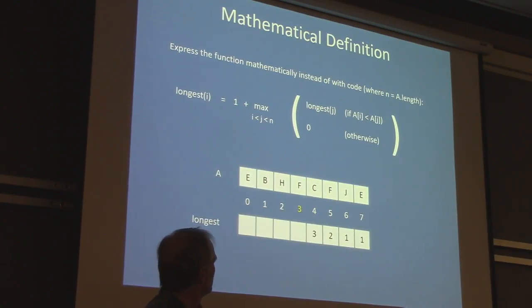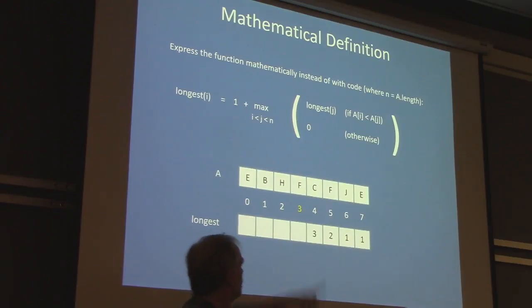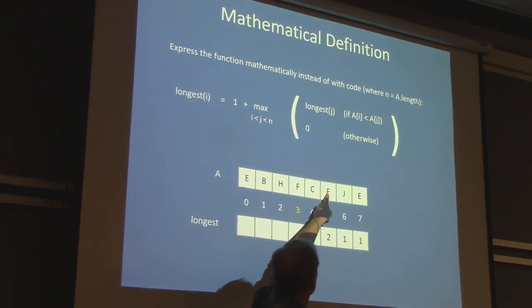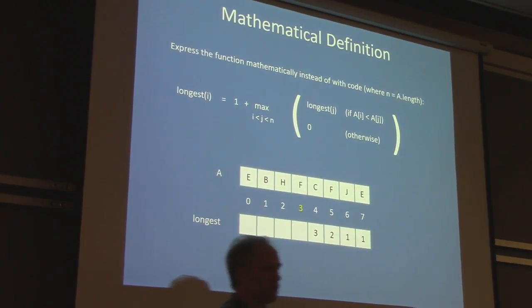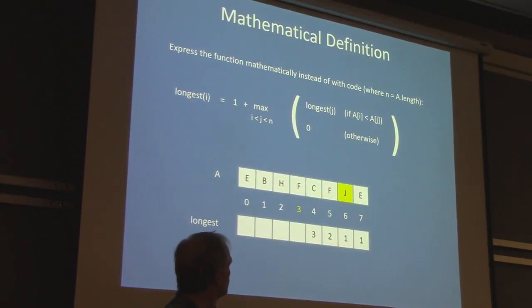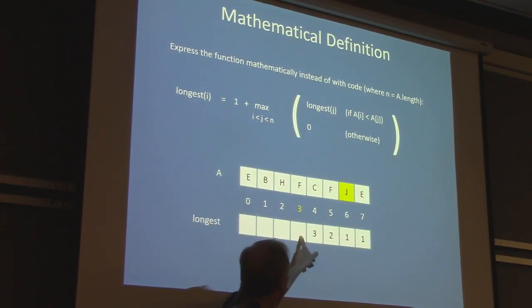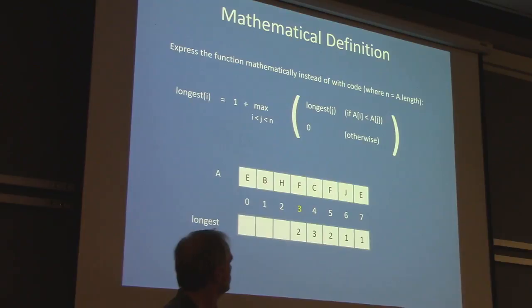What about that entry there? FC is not going to work. FF is not going to work. Really, J is the only possibility. So the number we put here is 1 more than that. So we put a 2 there. Okay? H just depends on that J, so it's going to be 1 more than the entry under there. So we get the 2.